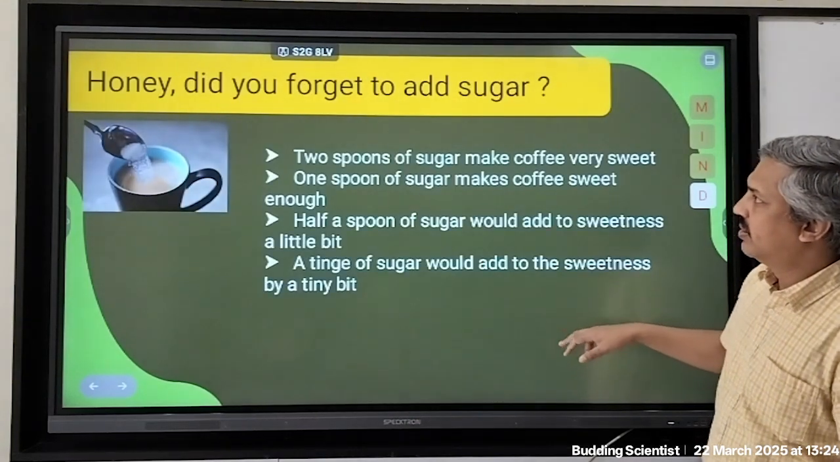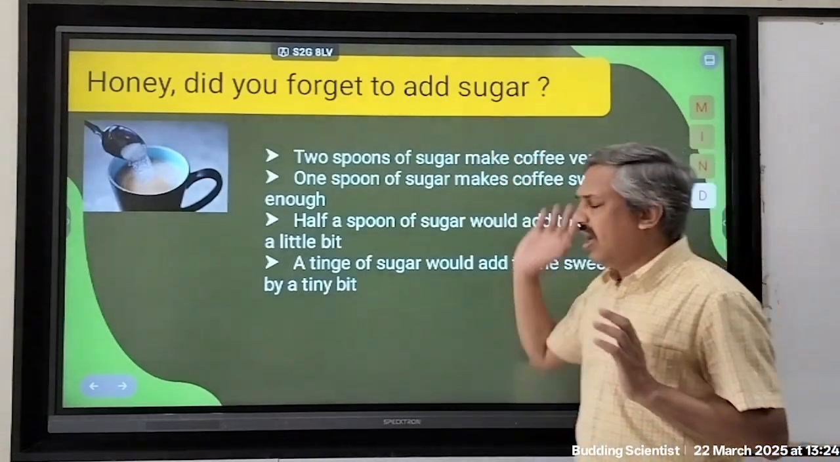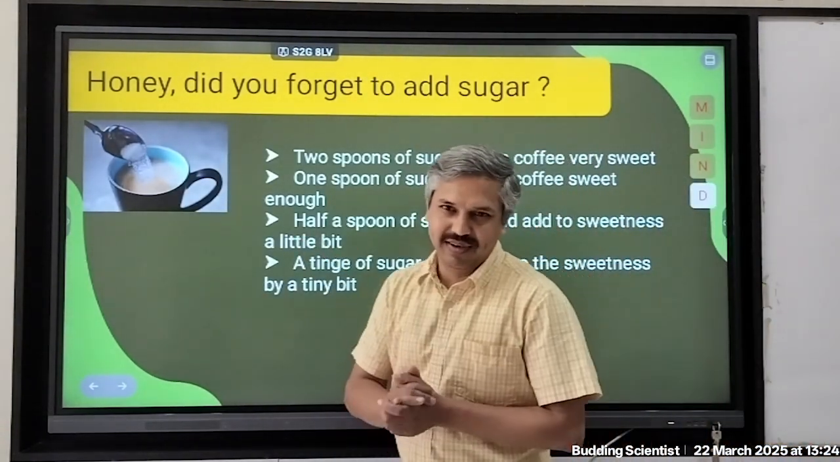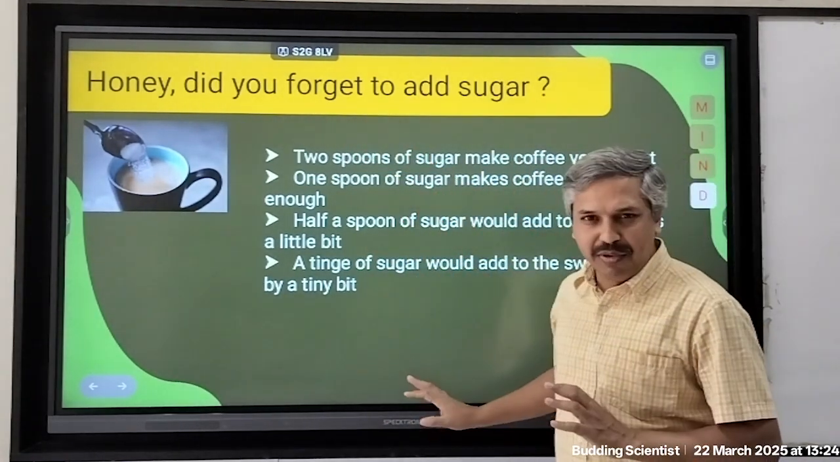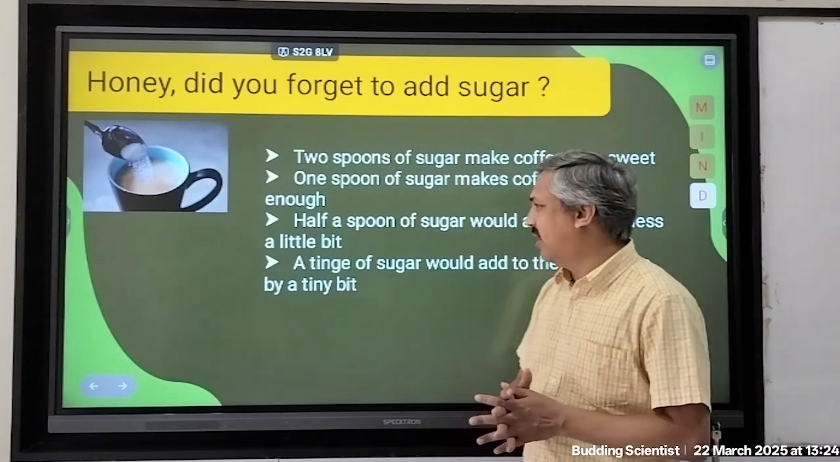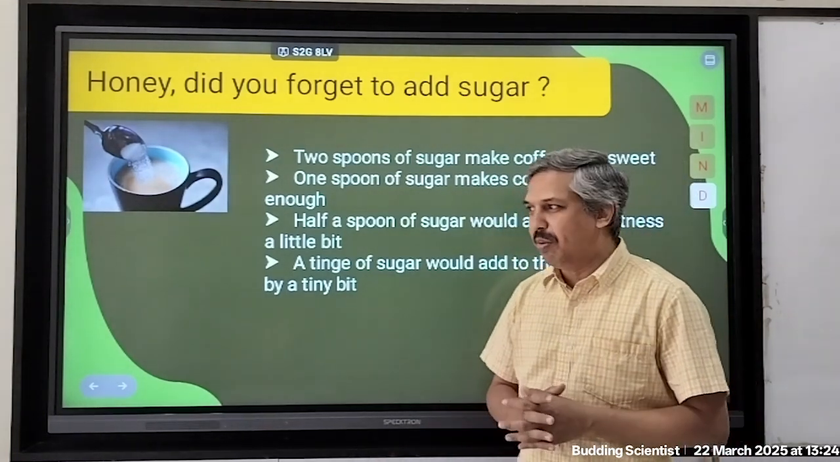Let's see this. According to me, this might have happened. John Dalton was thinking about this. What can be the reason behind this? And he was having no clue about it.